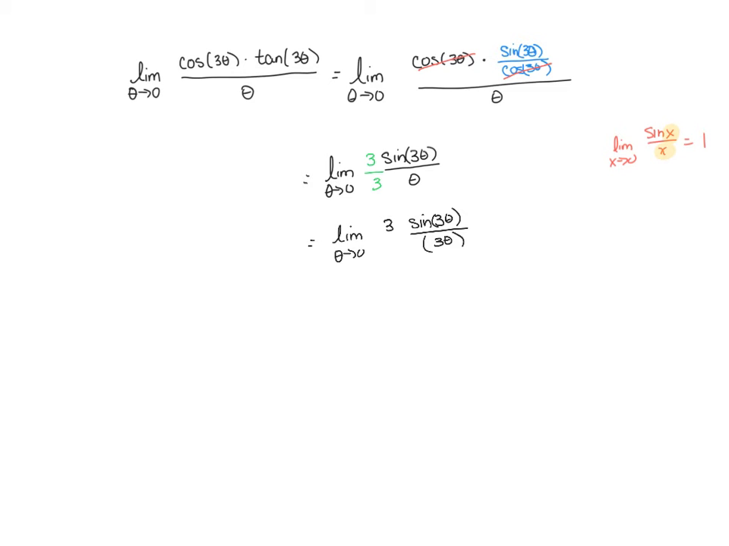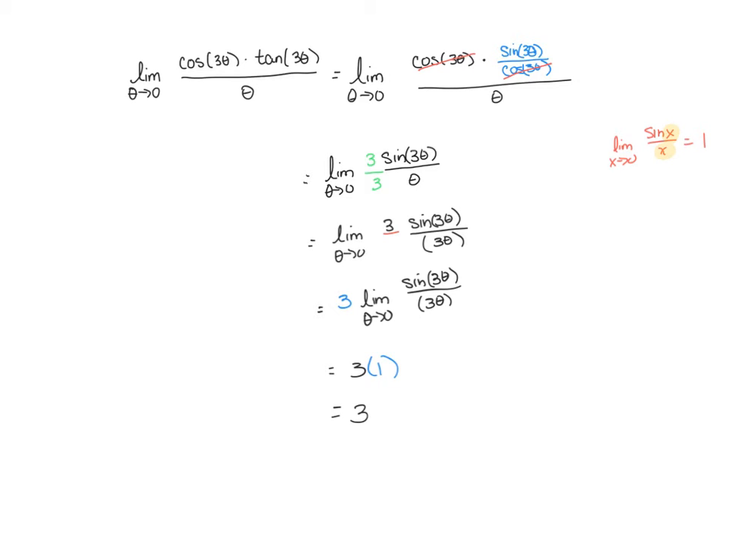Okay. Now, this 3 right here, I can pull out to the front. So that would just be 3 times the limit as theta goes to 0 of sine of 3 theta over 3 theta. And now we know that that is equal to 3 times 1 because that's our special limit. And so that equals 3.